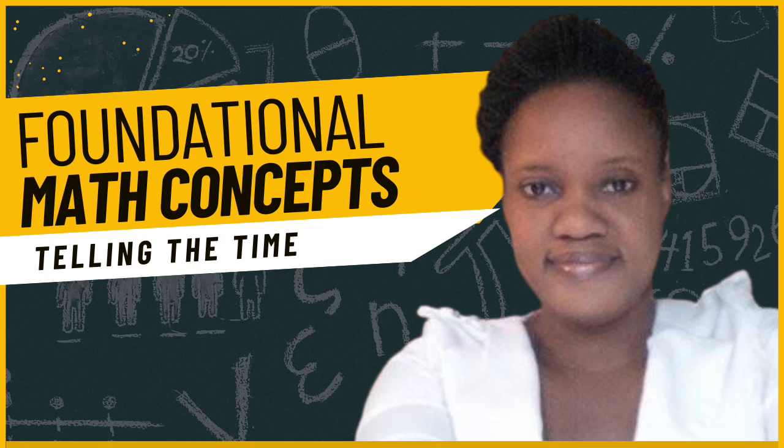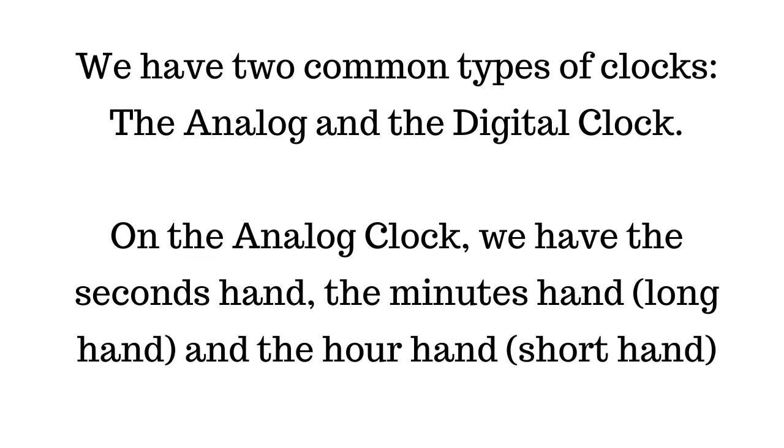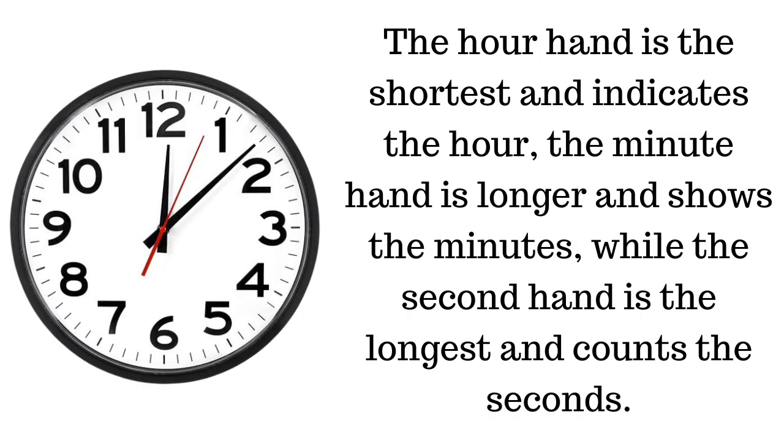Welcome. Our topic is telling the time. We have two common types of clocks, the analog and the digital clock. On the analog clock, we have the seconds hand, the minutes hand, called the long hand, and the hour hand, otherwise called the short hand.